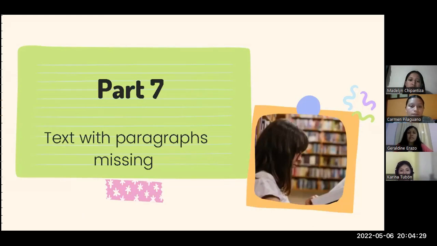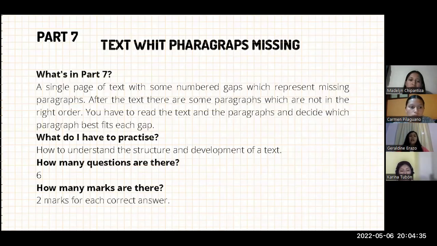So let's continue with part 7, which is gapped text, with paragraphs missing. What is in part 7? A single page of text with some numbered gaps which represent missing paragraphs. After the text, there are some paragraphs which are not in the right order, and the candidate has to read the text and the paragraphs and decide which paragraph best fits each gap. Also, what does the candidate need to practice? How to understand the structure and development of a text. And how many questions are there? 6 questions. And how many marks are there? It's 2 marks for each correct answer.